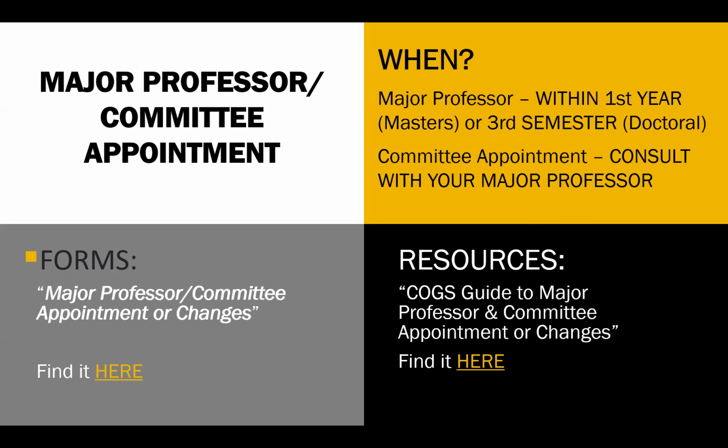So for master students, you need to appoint a major professor within the first year of your program. For doctoral students, by your third semester, but the sooner the better for this step. That is really important because your major professor is going to help you with the other steps along the way, and is going to be your main mentor and have a huge impact on your whole degree program. If you have a supportive mentor or an unsupportive mentor, that can be challenging.